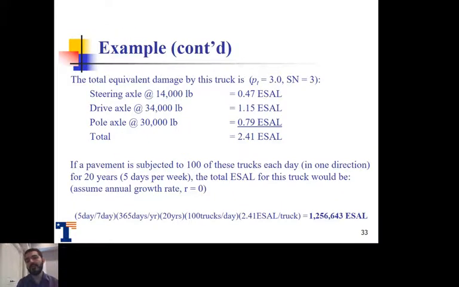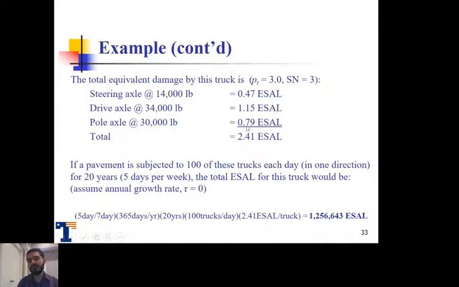If you look up the tables in your textbook, it's going to show you the total equivalent damage by this truck at PT, the terminal serviceability, equal to 3, assuming it's on an interstate system, and structure number equal to 3. The steering axle at 14,000 pounds is equivalent to 0.47 ESAL. The drive axle at 34,000 pounds is equivalent to 1.15 ESAL. And the trailer axle is 30,000 pounds, but it's 0.79 ESAL.